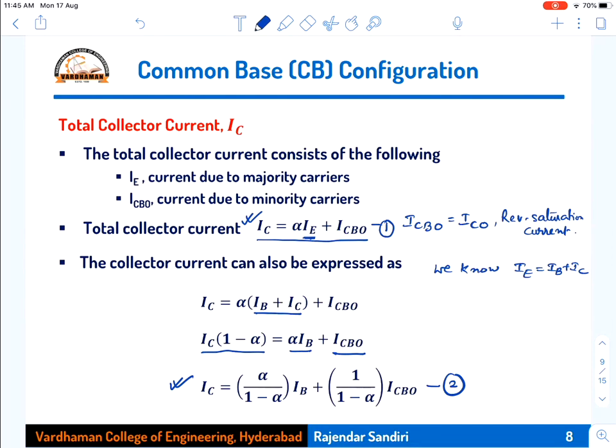Input terminal to ground terminal, we have to connect one battery. Output terminal to the ground terminal, we have to connect one battery. And these two batteries should be connected in such a way that the polarities are such that the emitter base junction should be forward biased, collector base junction should be reverse biased all the time. That means the transistor should be operated in the active region.